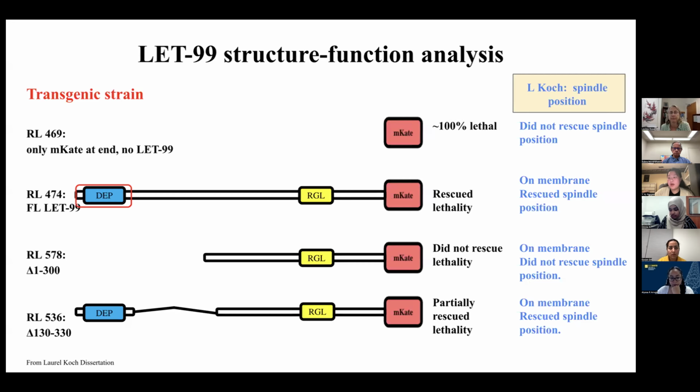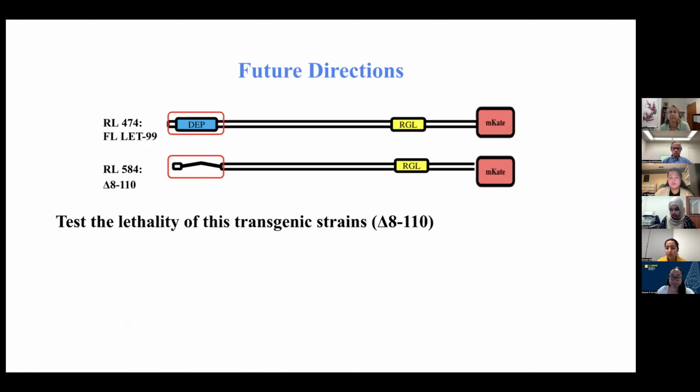So after comparing my findings with Laurel's, we say that the DEP domain in the red box right here is not required to get on the membrane. However, it is necessary for spindle positioning and affects lethality of the embryos. Further experiments need to be done, and that's part of my future direction.